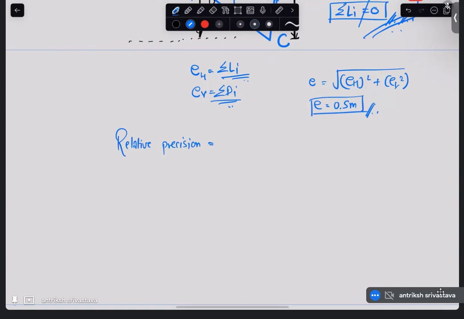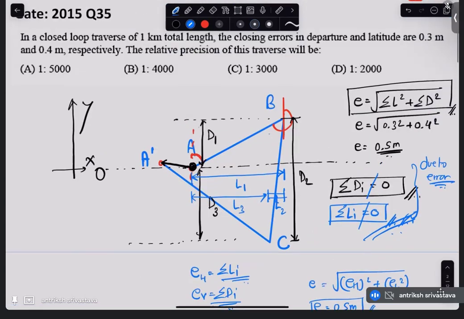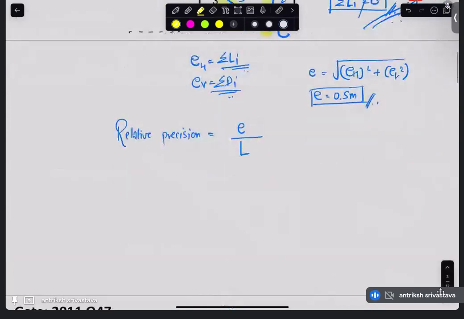And what is that? That is the total error magnitude divided by the traversal length. What is the traversal length? Traversal length is the sum of the lines AB, BC and CA. Basically, how much length you have covered in your traversal. That is nicely given to us as 1000 meters.